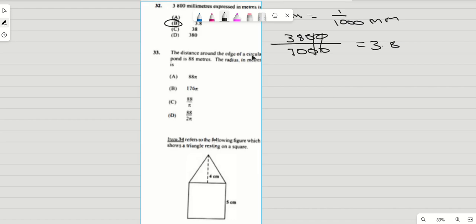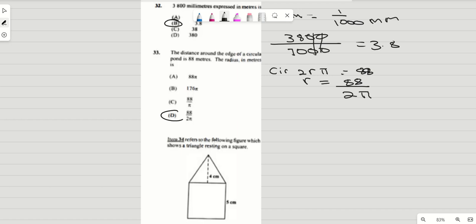Then the distance around the edge of a circular pond is 88. The radius in meters is, first off, guys, they told you the distance as circumference. Circumference with respect to using a radius is 2πr, which is equal to 88. What is the radius? We want to make r the subject. So first off, we carry across 2π, so r would be 88 divided by 2π. And this would be your answer, which is D.